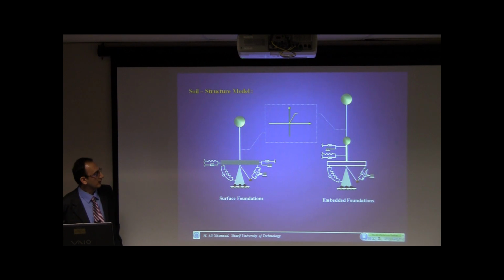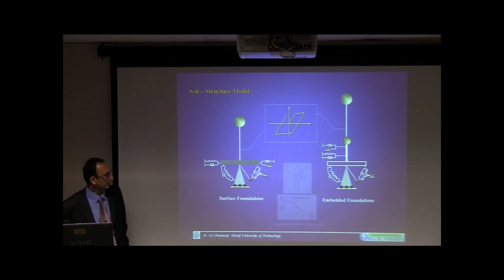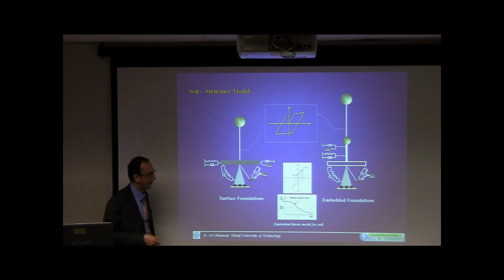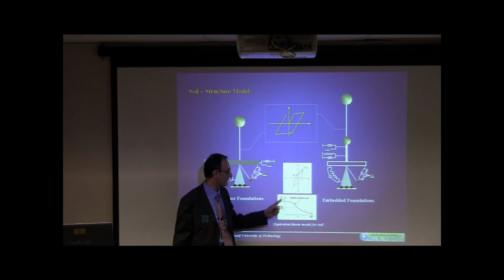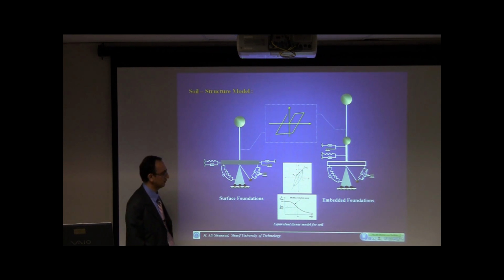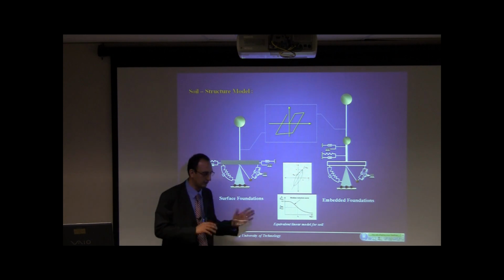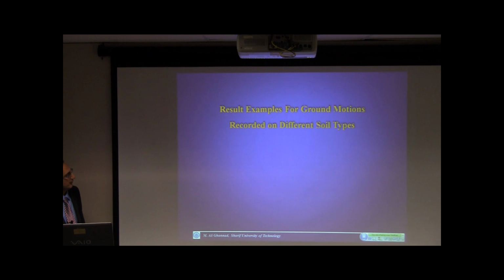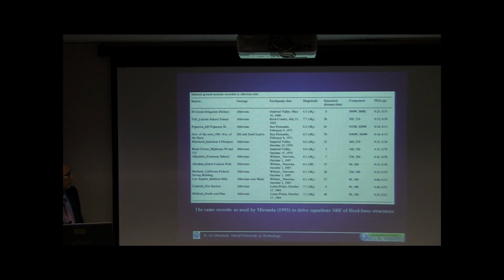The superstructure is considered to have a bilinear behavior, and for the nonlinear behavior of the soil, we use an equivalent linear model with a reduced shear modulus of the soil and the damping ratio based on the level of strain in the soil, or it can be translated to the level of shaking. There are some examples. Here the first examples are for 24 records on the alluvium site.